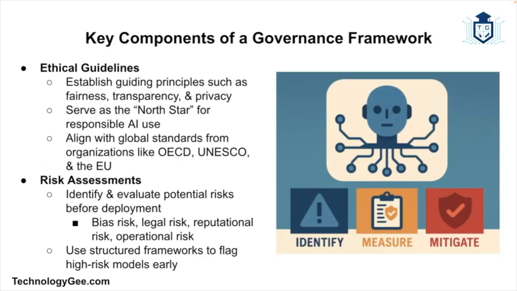And here are the key components of a governance framework. The first component is ethical guidelines. You want to start with principles like the ones we've covered earlier, such as fairness, transparency, and privacy, because they act as your North Star. And organizations like the OECD, UNESCO, and the EU have published widely respected ethical AI principles. There's also risk assessments. Just like you assess risk in finance or security, you need to assess risk in AI. This includes bias risk, legal risk, reputational risk, and operational risk. And you want to use a structured process to flag risky models before they go live.